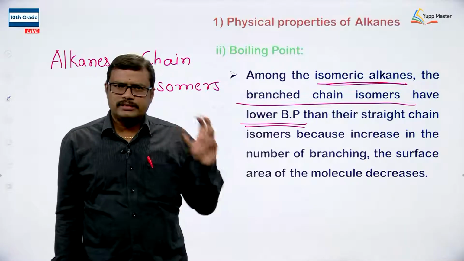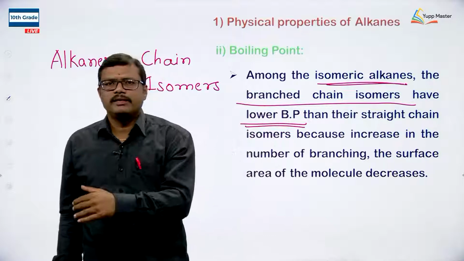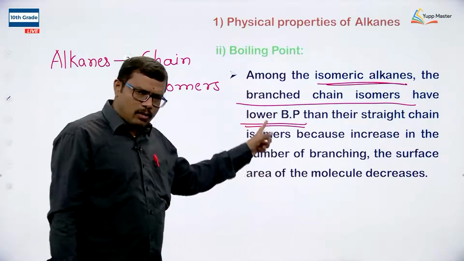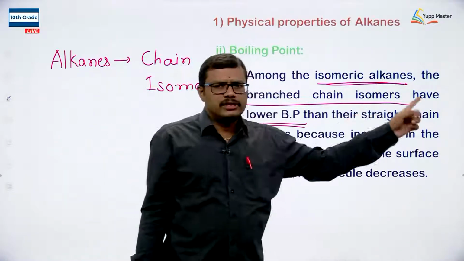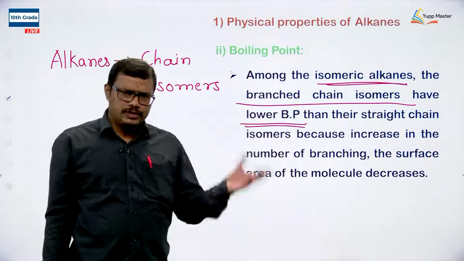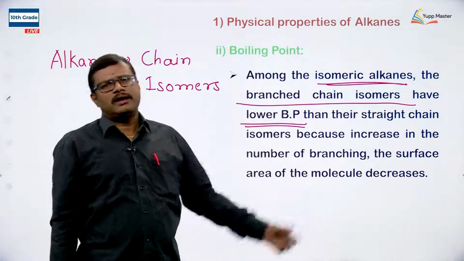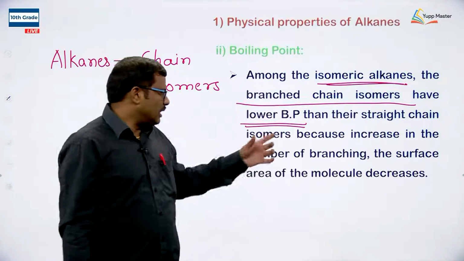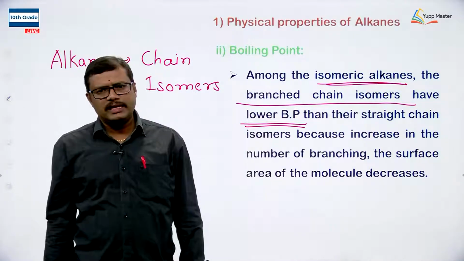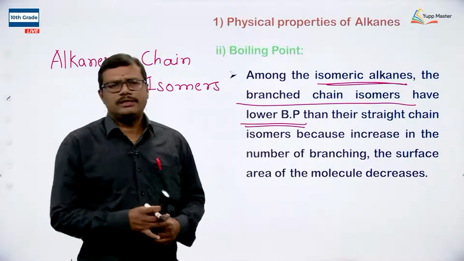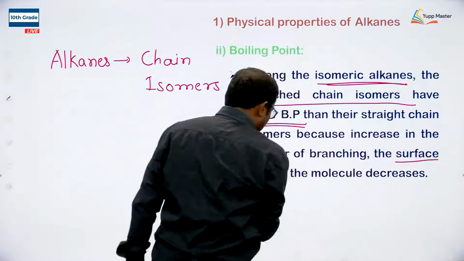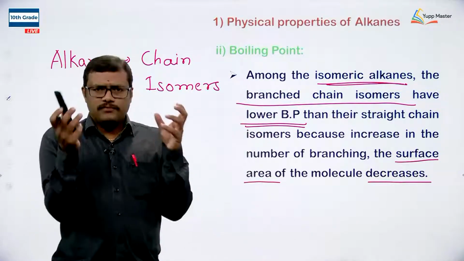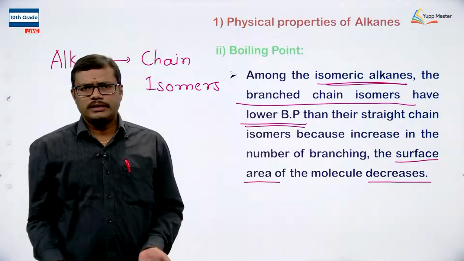So the more branching present in an alkane, the lower the boiling point will be. The branched chain isomers will have lower boiling points than their straight chain isomers. Why are the boiling points of branched chain alkanes lower? The reason is that with the increase in branching, the surface area of the molecule decreases. When the surface area decreases, the interaction forces decrease, and as the interaction forces decrease, the boiling point decreases.